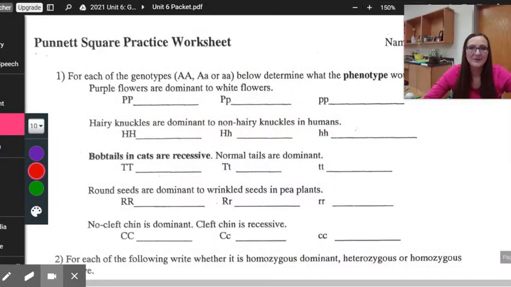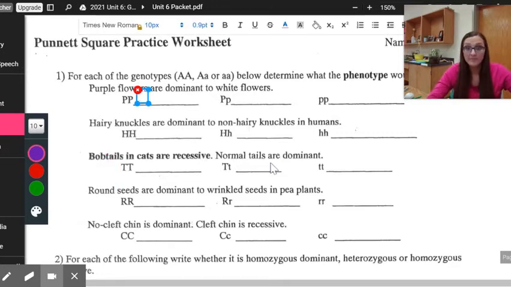Okay, I know that was a lot of vocabulary, so why don't we practice and see how you're doing? Okay, number 1, purple flowers are dominant to white flowers. Okay, so it's given us these letters indicated with P's. These are capital P, capital P. So what color would these flowers be? Well, if purple's dominant, then these would be purple.